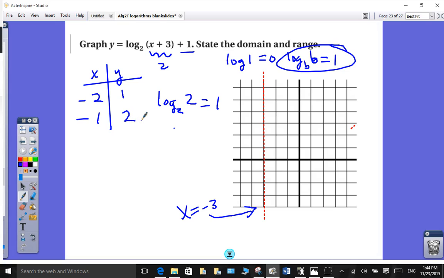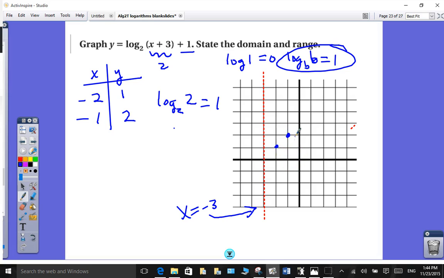Otherwise, in order to get the values to plug in the calculator to graph here, I would have to use the calculator on every one. But I'm just trying to use these properties to avoid having to run to the calculator for every table of values. Okay, so these 2 points, if I graph them, look like negative 2, 1, and negative 1, 2.